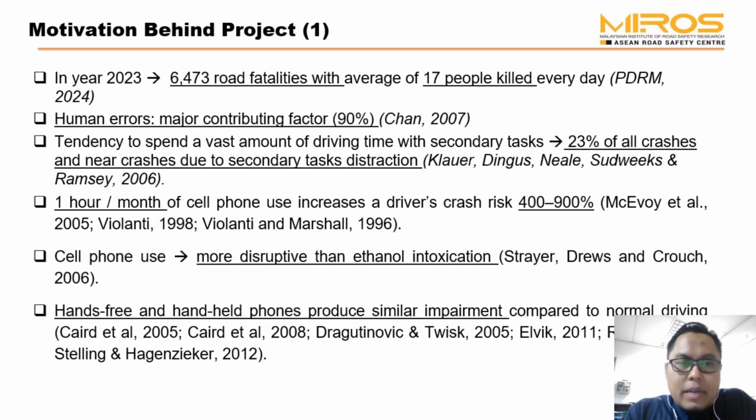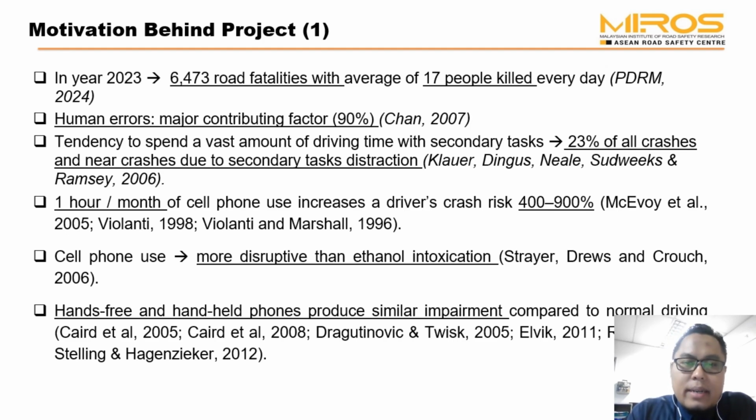Okay, for motivation behind project, in the year 2023, about 6,473 fatalities were recorded due to road crashes, with an average of 17 people killed every day. Human error is the major contributing factor, at about 90% of road traffic accidents. Naturalistic driving studies have also demonstrated that drivers tend to spend a vast amount of driving time on secondary tasks, and about 23% of all crashes and near crashes were caused by distraction due to secondary tasks.